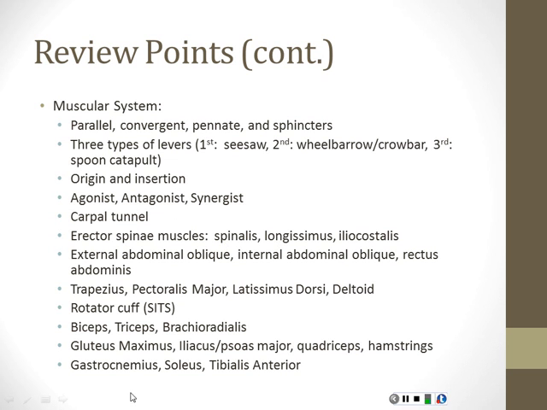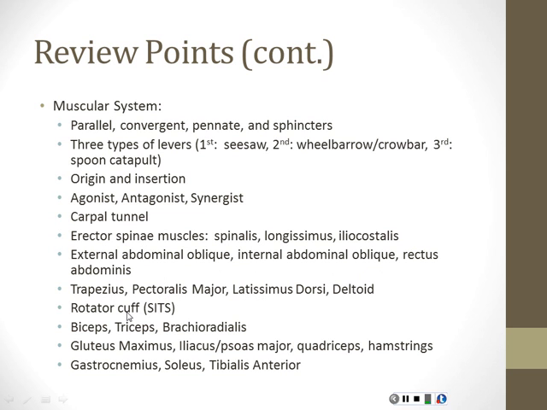Now, what can I ask you about these? I can ask you where they are. I can ask you what they do. That's it. So I'm not going to ask you origins and insertions or innervations or any of those things. So the short list here is the erector spinae muscles. Remember, I had you add those to your muscle study guide. The external abdominal oblique and internal oblique, and the rectus abdominis, so the abdominal muscles we talked about. The trunk muscles that have to do with the arms, so trapezius, pectoralis, the lats, and the deltoid.